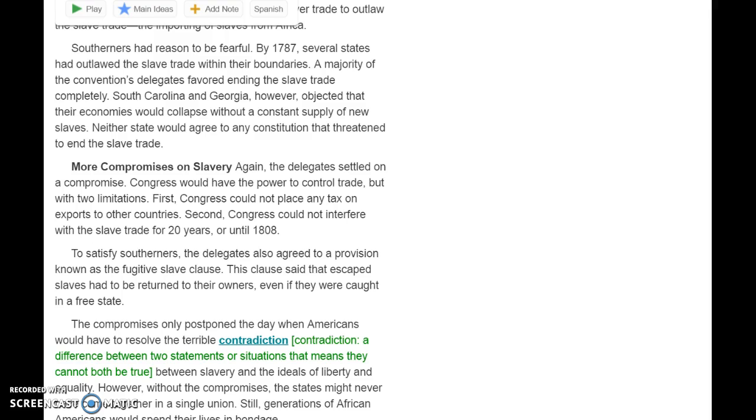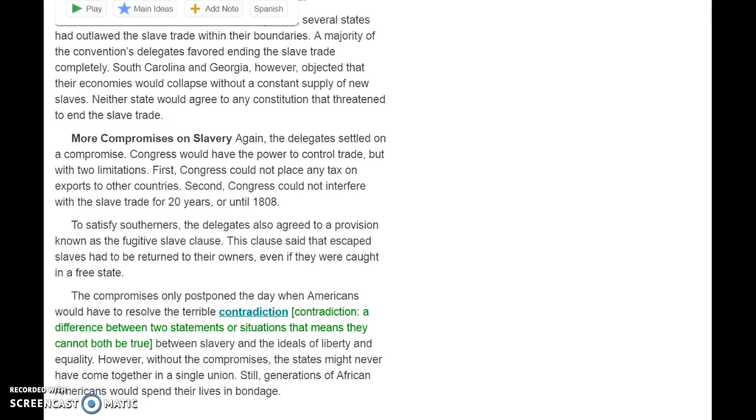More compromises on slavery. Again, the delegates settled on a compromise. Congress would have the power to control trade, but with two limitations. First, Congress could not place any tax on exports to other countries. Second, Congress could not interfere with the slave trade for 20 years, or until 1808. To satisfy Southerners, the delegates also agreed to a provision known as the Fugitive Slave Clause. This clause said that escaped slaves had to be returned to their owners, even if they were caught in a free state.